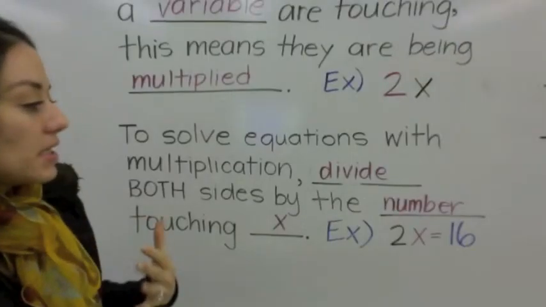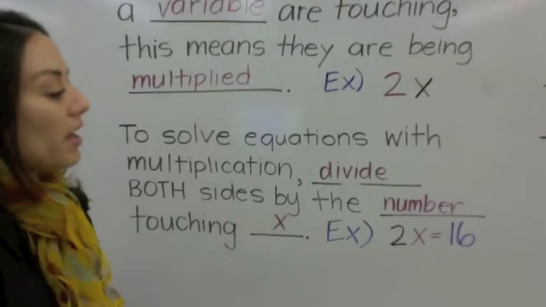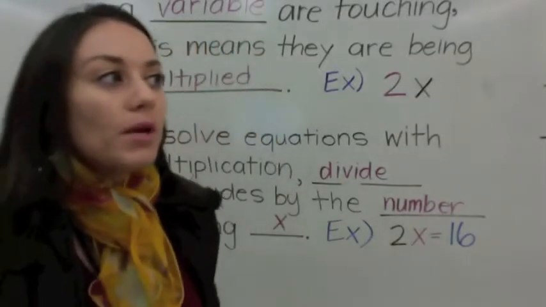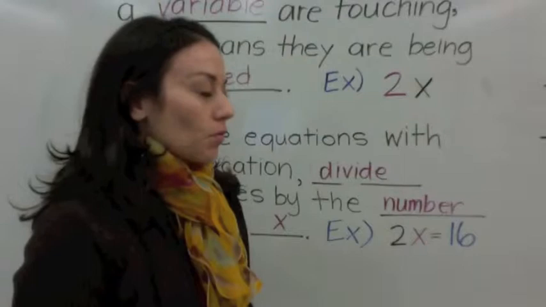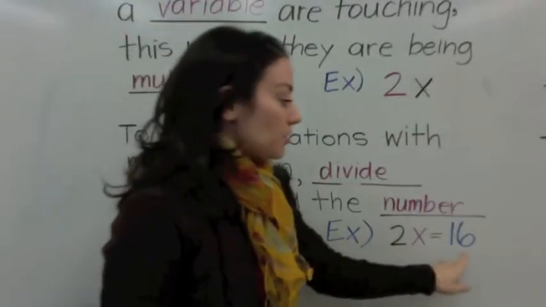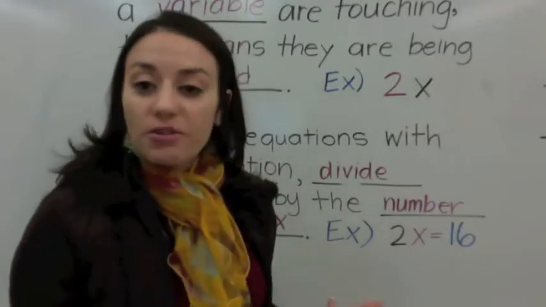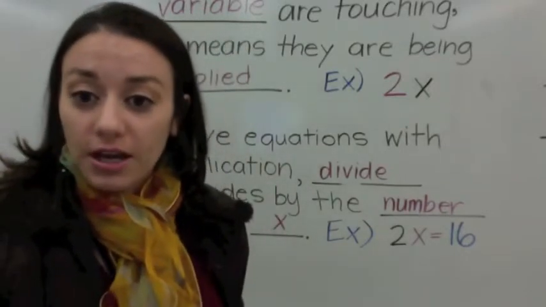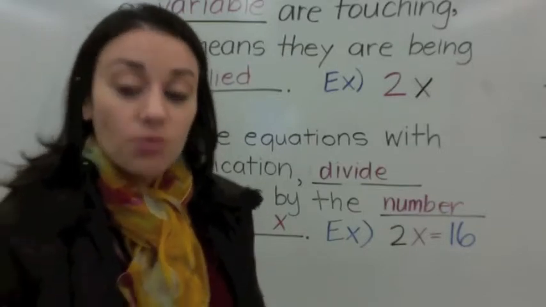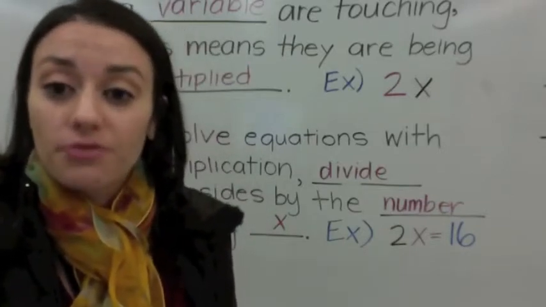Okay, so what does this mean? Let's take a look at this equation. It says 2x equals 16. What it's asking you is, what number, when you multiply it by 2, gives you 16? And some of you already know what that is, right? You can do it in your head. But let's say that you don't know, and you want to use algebra to solve for x.